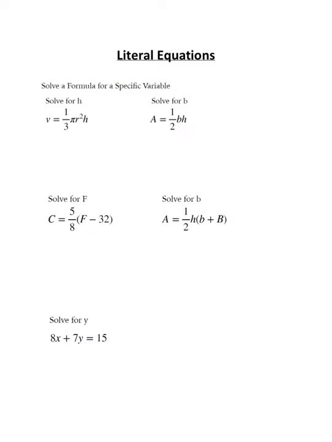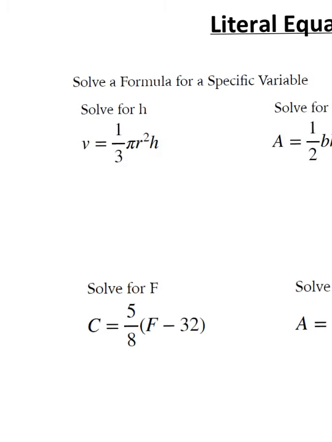Next, we'll take a look at our literal equations. So here we're just solving a formula for a specific variable. And in the problem, they let you know which variable they want you to solve for or get by itself. So you always want to identify which of the variables you're trying to get by itself. This first one, we're trying to get the h variable by itself. So I'm going to just highlight that h.